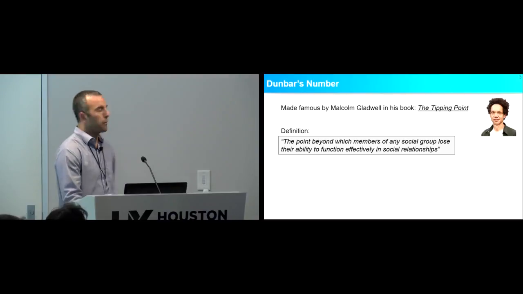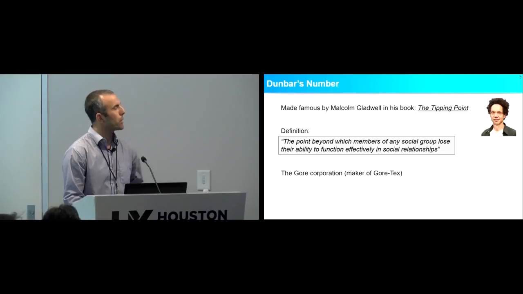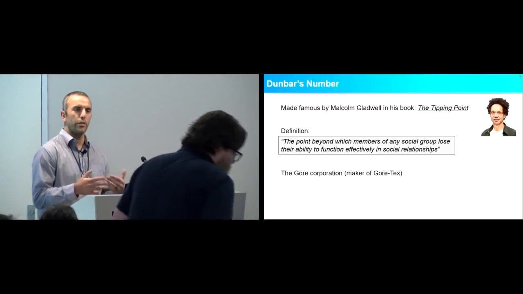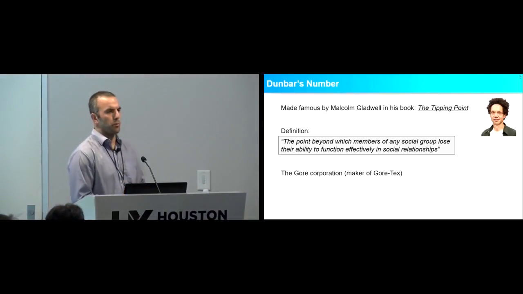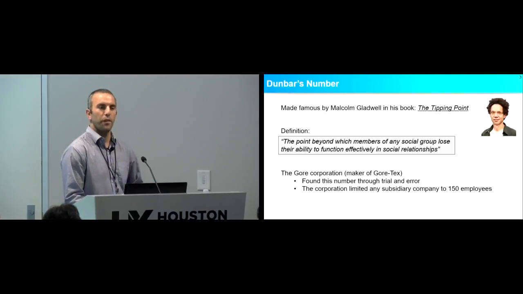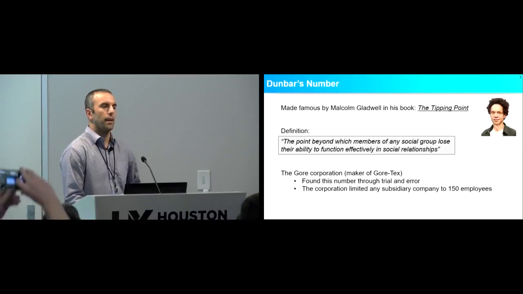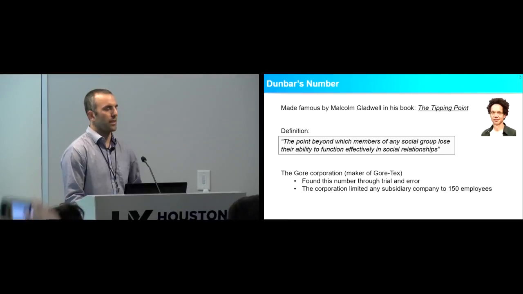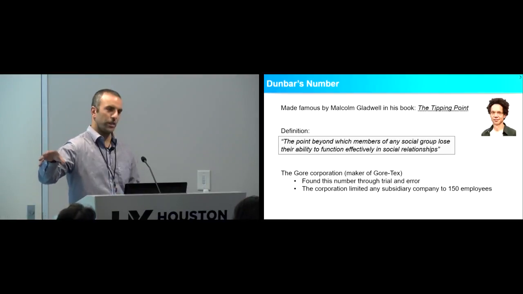One of the famous examples in The Tipping Point was the Gore Company. They made Gore-Tex, and through trial and error, they found out that this number meant something to companies. Every time a company would reach or pass that number, they'd have some problems, and they ended up solving that problem by putting a hard cap on 150. Basically, they built new buildings with 150 parking spots, and when that got close, they just said, all right, we're going to split out and make a new building, and here's our new company, right?